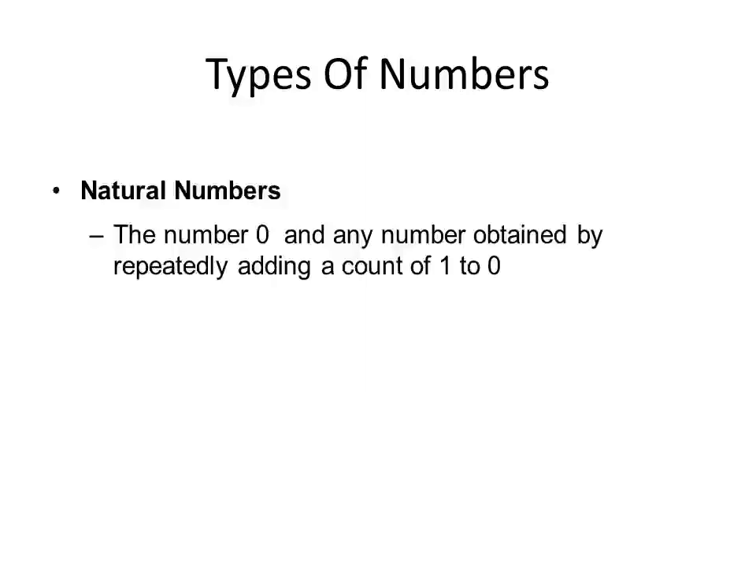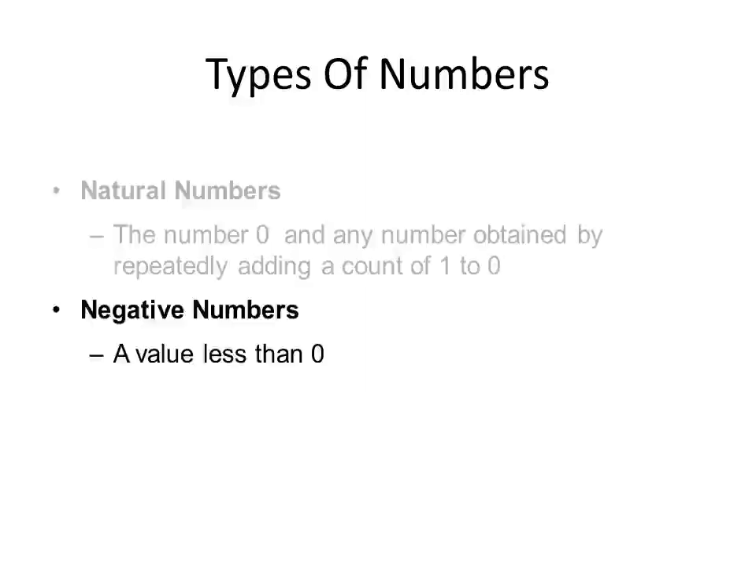Types of numbers. Natural numbers. Natural number means the number 0 and any number obtained by repeatedly adding a count 1 to 0. That means if you have 0, then you add 1, it becomes 1. Then if you again add 1, it becomes 2, then 3, then 4, and so on. Negative number means a value less than 0.